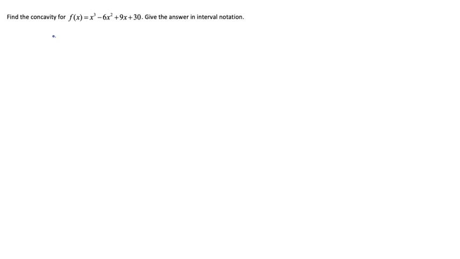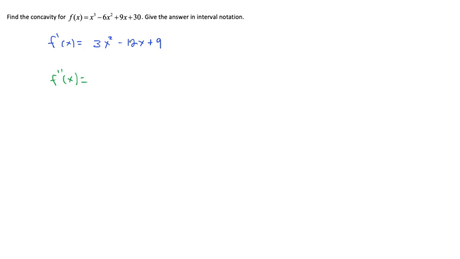So let's find the first derivative. Just using the power rule at each step here, we get 3x squared minus 12x plus 9. Now remember, this is the first derivative. We use the first derivative to find intervals of increasing and decreasing, also to find if there's a local max or local min. All right, so the second derivative is what we need to determine concavity.